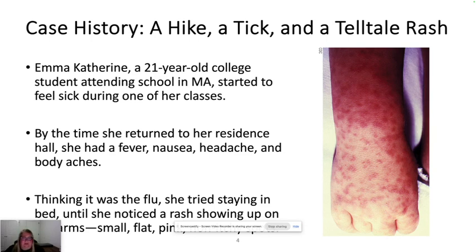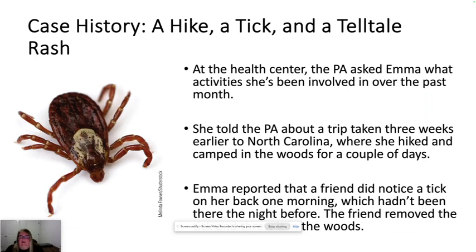So she gets ready and goes to the student health center, where she sees one of the physician assistants. The PA that's working with Emma asks her a bunch of questions, and one of the questions he asks is what kind of activities she's done in the past month. This is the spring semester, so Emma Catherine got done with spring break a few weeks ago. For spring break, she and some friends took a trip down to North Carolina, where she hiked and camped in the woods for a few days.